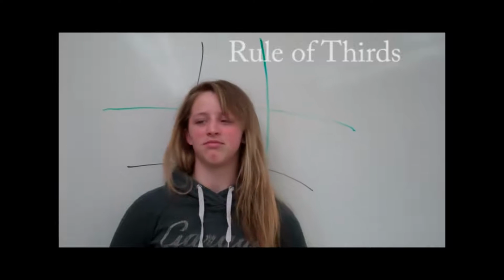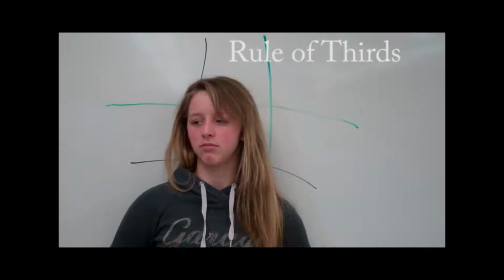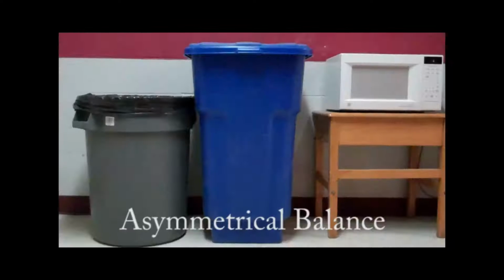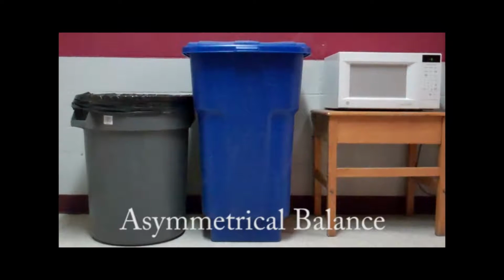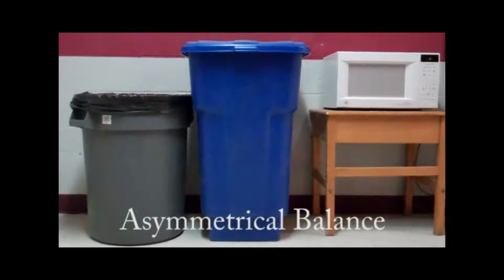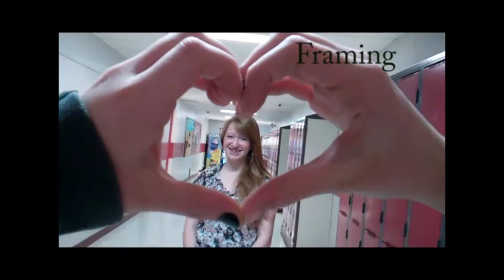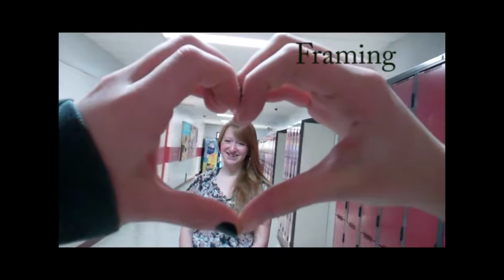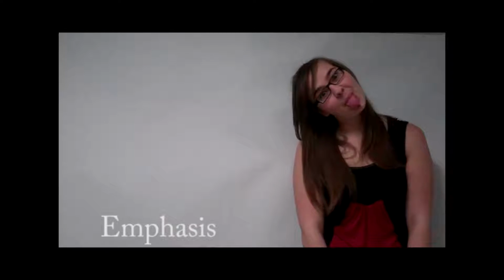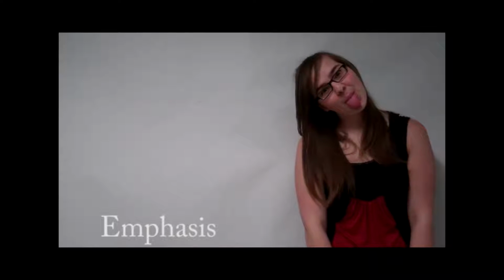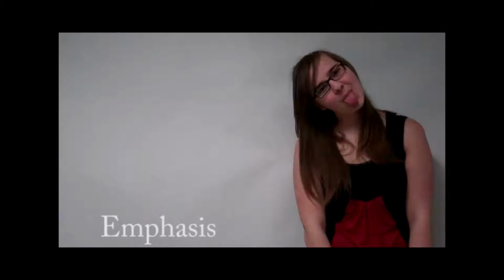Rule of thirds. Using a visual tic-tac-toe board to show where objects are. Asymmetrical balance. The balance of objects in the shot is uneven. Framing. Giving a shot a frame to change the shape. Emphasis, making one object look different from other elements. This shot also uses rule of thirds.